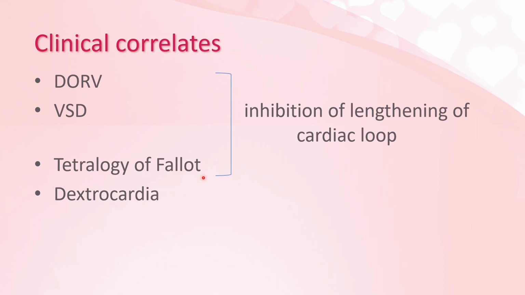Dextrocardia is another anomaly in which either it may be a solitary defect or it may be associated with situs inversus. In situs inversus, all the viscera are present in the opposite direction along with the heart, which is present on the right side of the chest cavity, and this is because the heart rotates in the opposite direction.